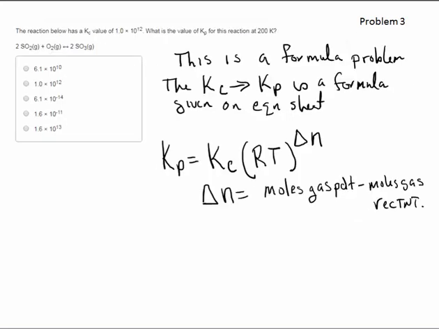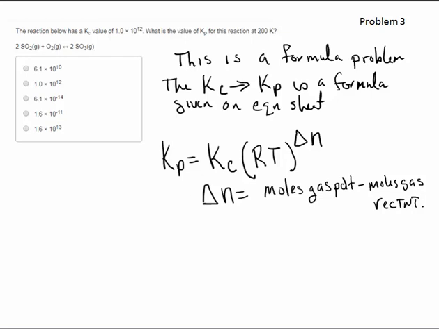Now I've switched to the third problem, and sometimes you're given a Kp when your concentrations are all gases and they're given in pressure units, atmospheres, and sometimes you're given Kc when you can either calculate the concentration from gases in a volume, or if you're given the actual molarity of the solutions, then it is a K sub C. And this is simply a problem where I ask you to go back and forth between the two, and it is a formula problem. That formula will be given on the equation sheet. This is the one right here.